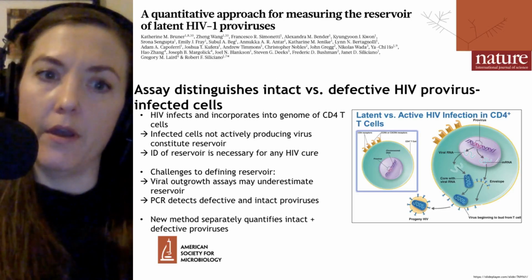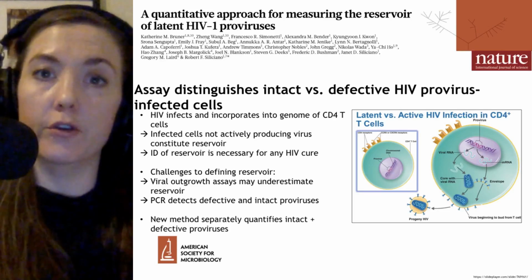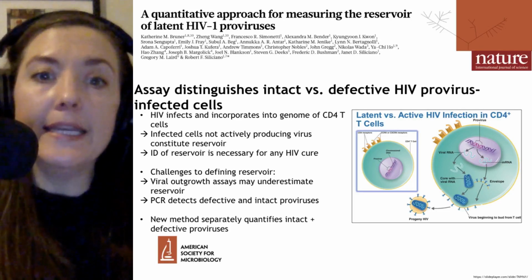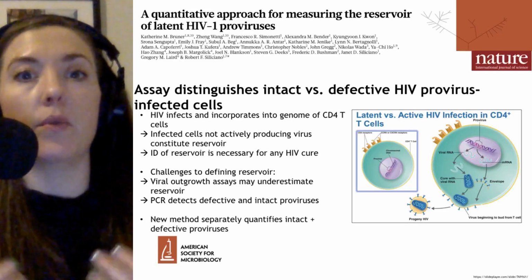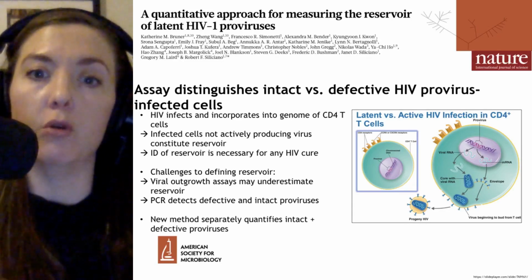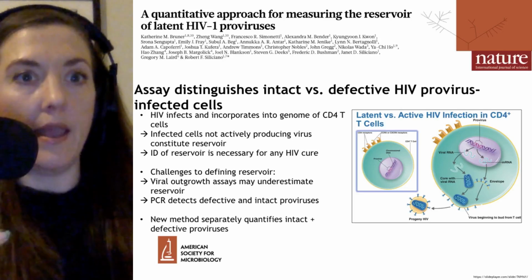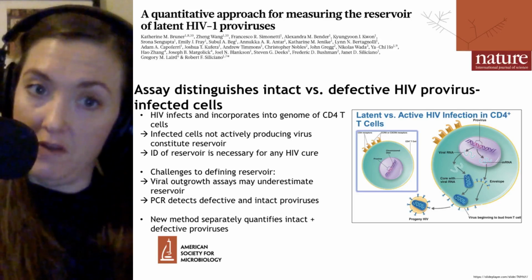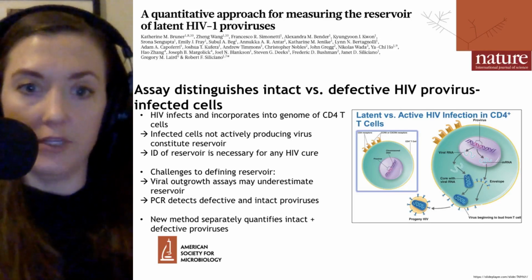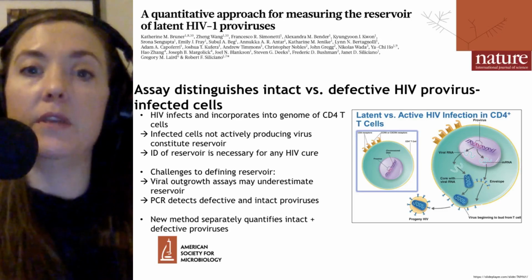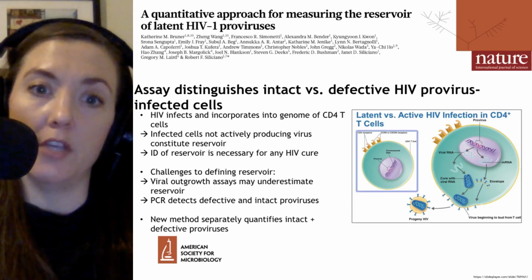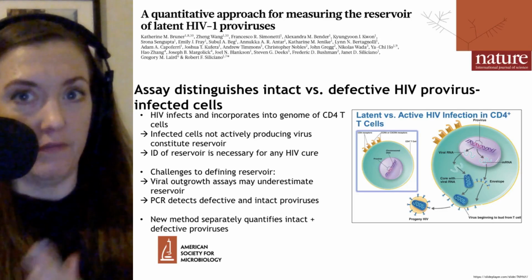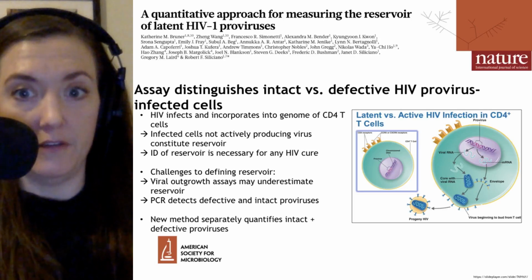Understanding where those reservoir cells are, the cells that could potentially begin to reactivate again, is necessary for any assessment of an HIV cure. The ability to detect which proviruses could potentially restart the infection, begin to make progeny viruses, and then infect the remainder of the CD4 T cells that haven't been infected, and begin the cycle of viral replication again, is important to understand whether or not any treatment or elimination of the virus within the body is going to be effective.